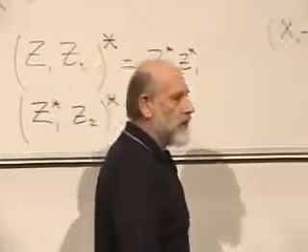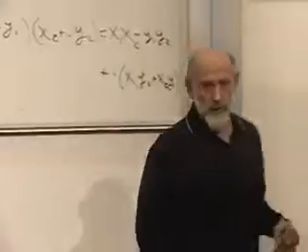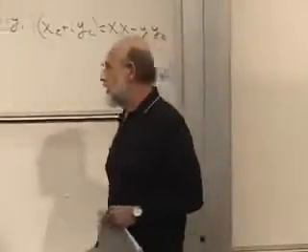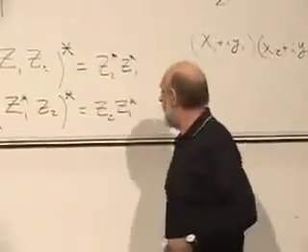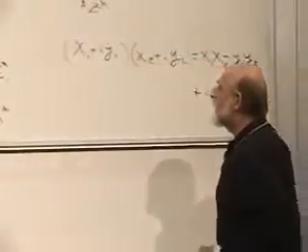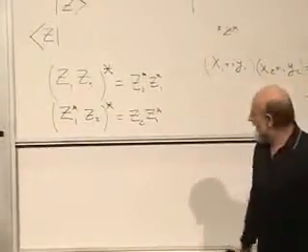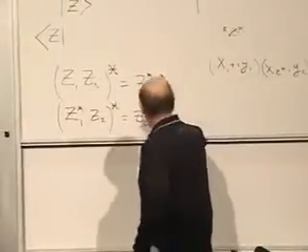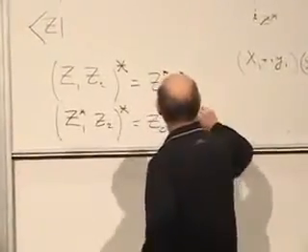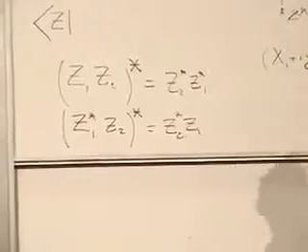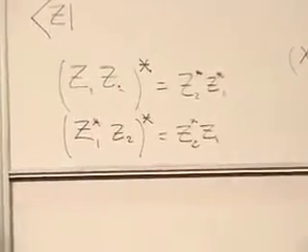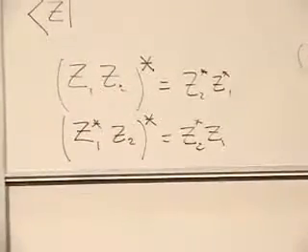So when you complex conjugate a product, you just complex conjugate each factor. Did I write it right? No. That should be Z2 star Z1. Thank you.